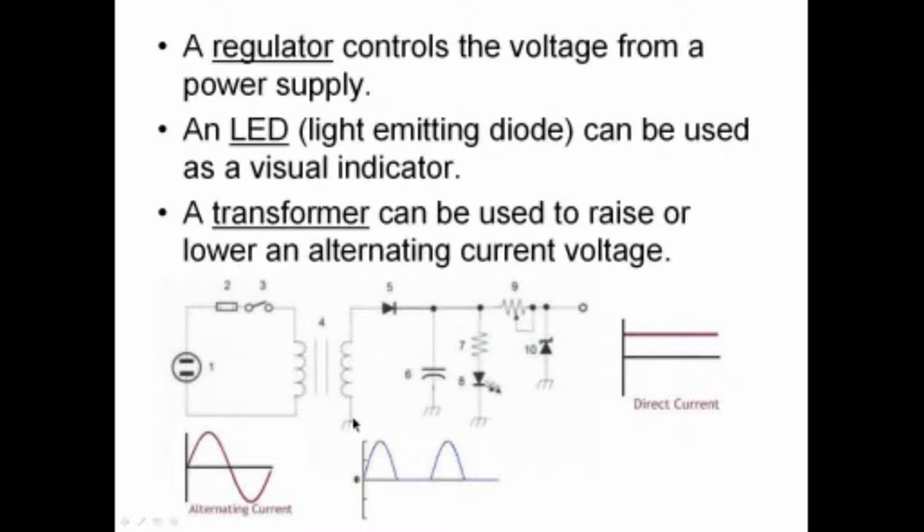Okay, and we have a transformer right here that's being used to raise or lower an alternating current voltage. So if we bring into this transformer an alternating current, out of it will also come an alternating current at a different voltage. This rectifier right here, the rectifier diode, will chop off the negative going portions of that into this pulsating DC, and then the filter will smooth that out into direct current. And the voltage regulator here will keep the voltage of that direct current constant regardless of the load on it.